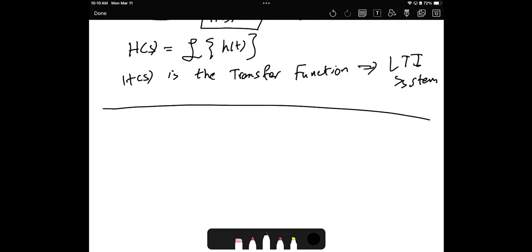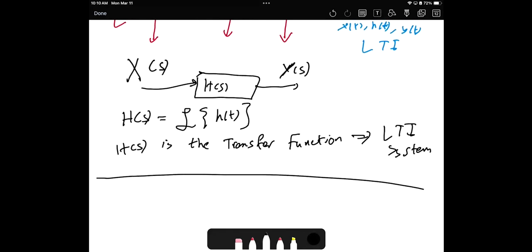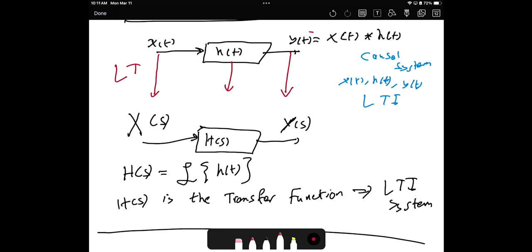Now the question is how to compute the transfer function, and then how can we use this in real life? The good thing about the transfer function: we used to say y of t equals x of t convolved with h of t. When we convert this into Laplace transformation, Y of s will be X of s times H of s.